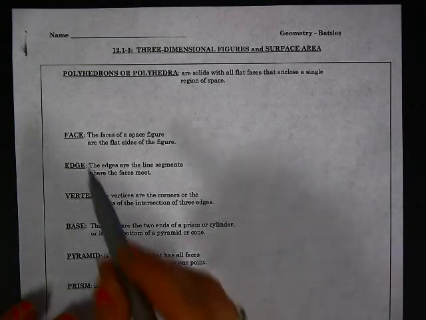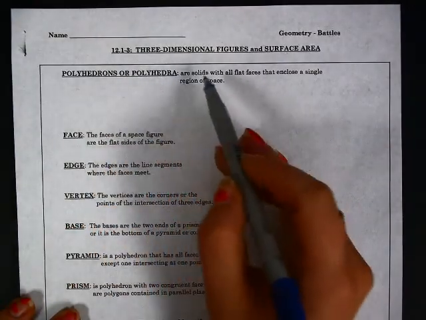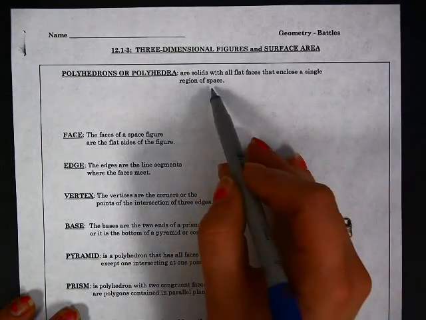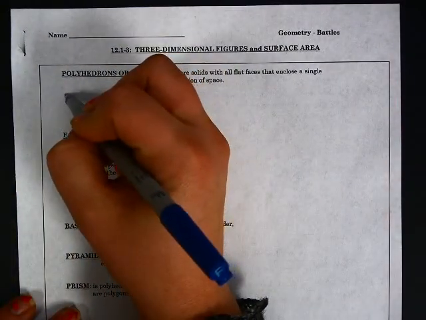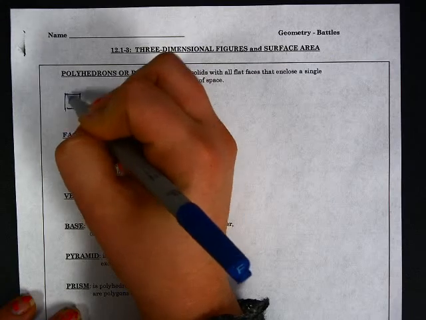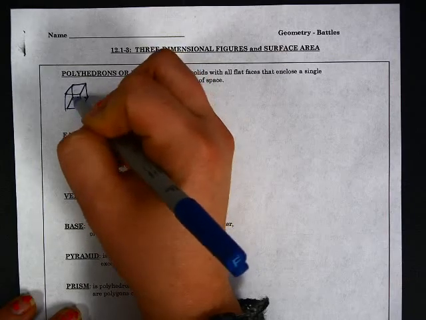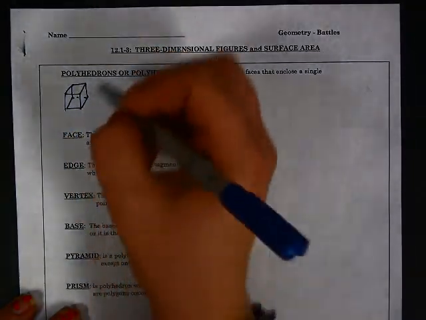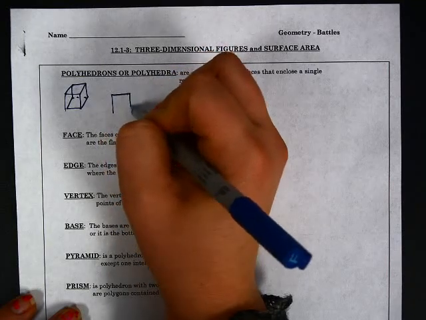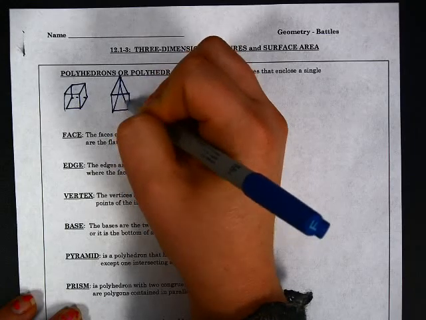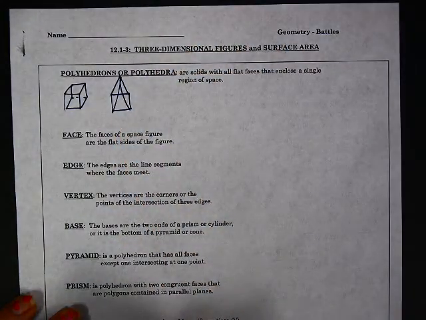Let's first start off with what is known as a polyhedron or polyhedra. These are solids with all flat faces that enclose a single region of space. So basically what I'm talking about is your cube. All of its faces are flat, and it encloses a region of space. Another thing I could be talking about is a pyramid, like our Egyptian pyramids. The faces are all flat, and it encloses a region of space.